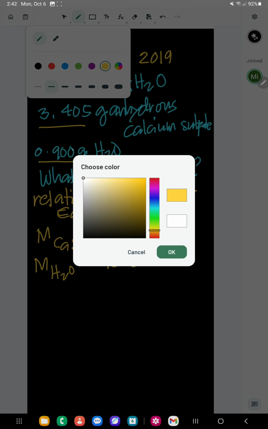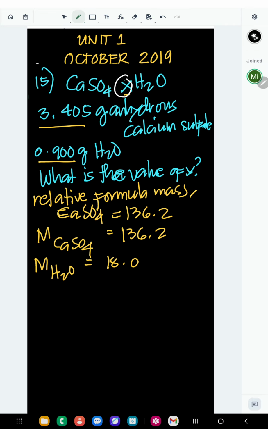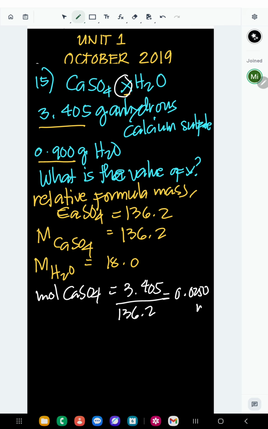So we need to find X here in this sample of hydrated calcium sulfate. So this is what we're going to do. We get the number of moles of calcium sulfate as well as the number of moles of water, and then we get the ratio between them. Then that is the value of X. So moles of calcium sulfate, that is just the given mass, which is 3.405 grams, divided by the molar mass, which is 136.2 grams per mole. So this is just 0.0250 mole.